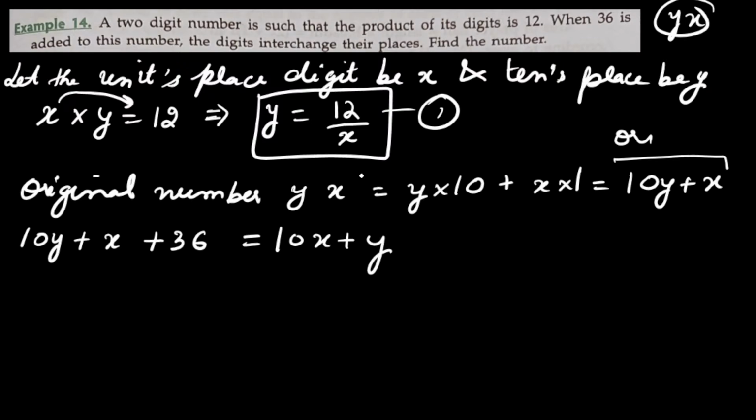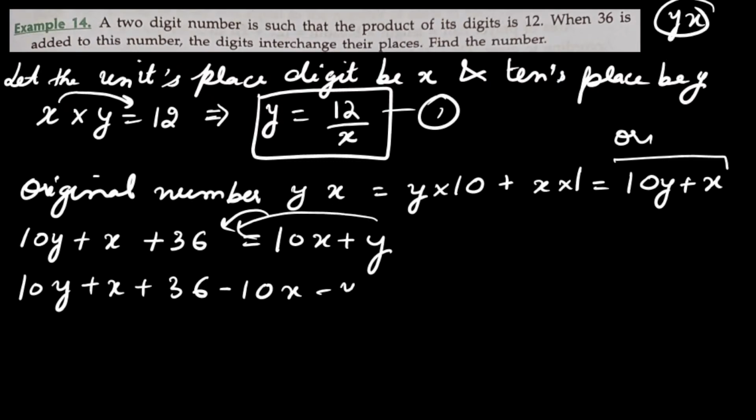First of all, we'll just shift everything to one side. So here 10y plus x plus 36. Let's shift this, minus 10x, and this also I am shifting, so minus y, equals 0. Now like terms: 10y minus y is 9y, because y means 1y. Here also 1x minus 10x becomes minus 9x, plus 36 equals 0.